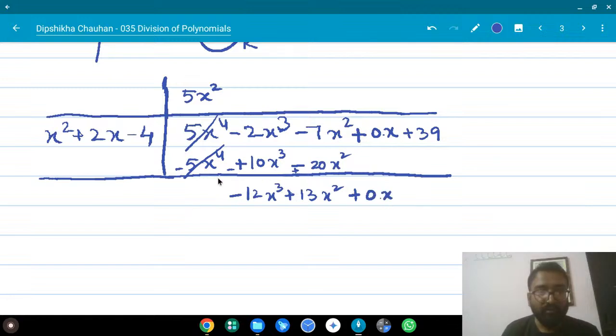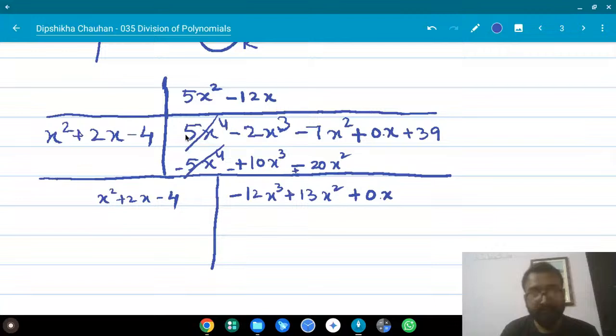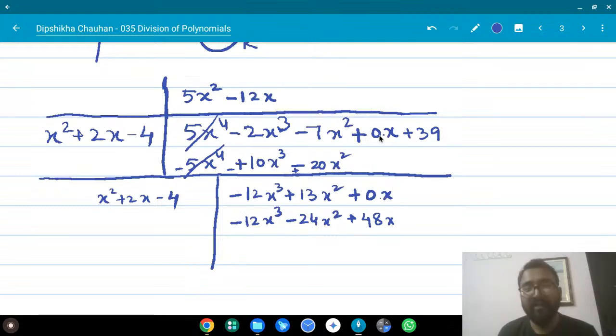Okay, so now again you have to make the same division, which is x square plus 2x minus 4. And now what we have to do, it is minus 12x. It is minus 12x cube minus 12x cube minus 24x square. Okay, and plus 12 for the 48x. See, x will join here. If you don't take x, it makes them confused. Okay, so that is the situation.